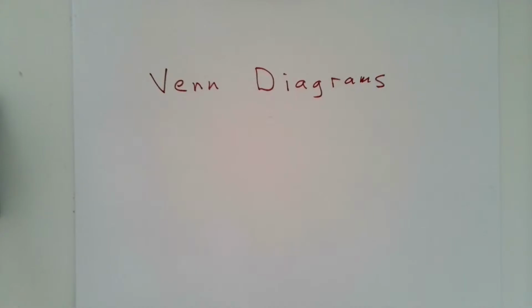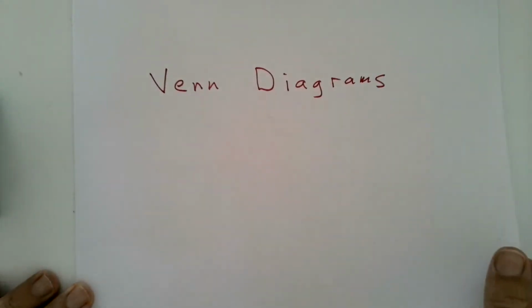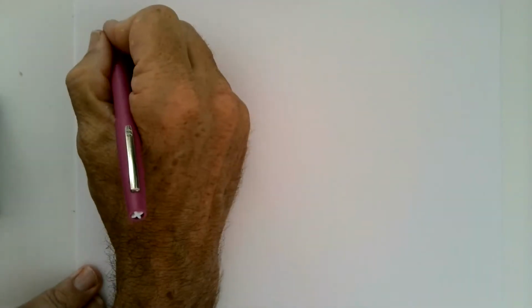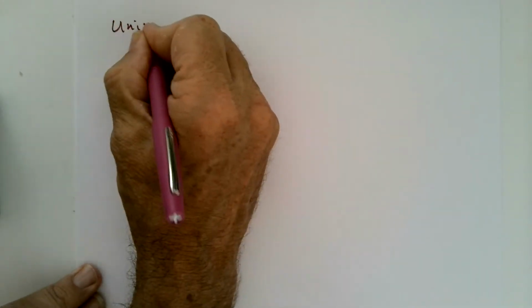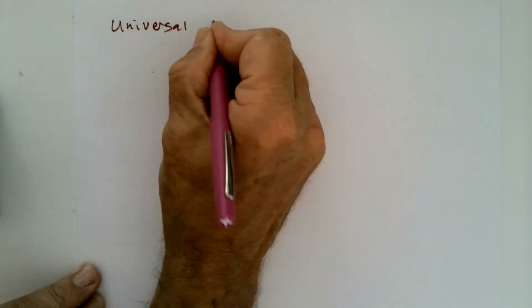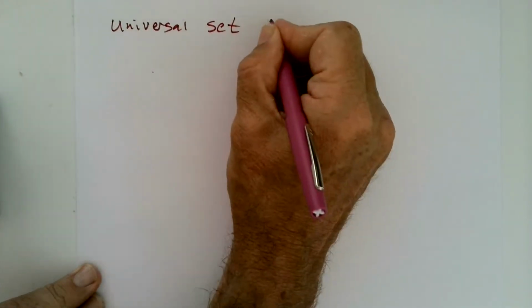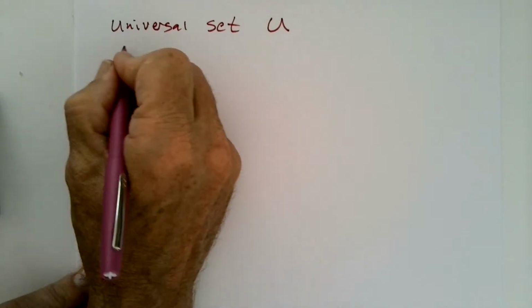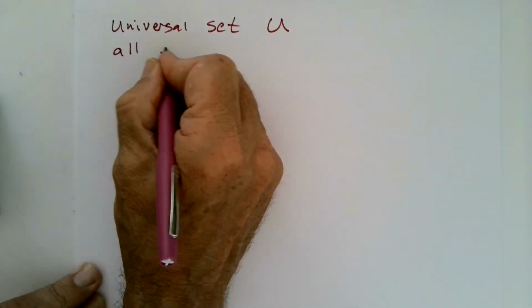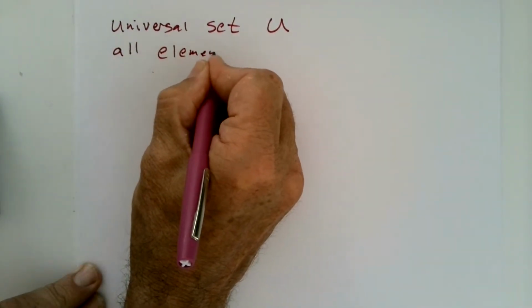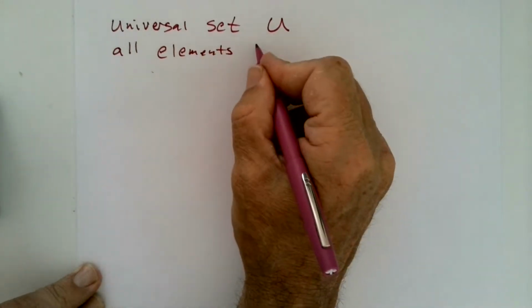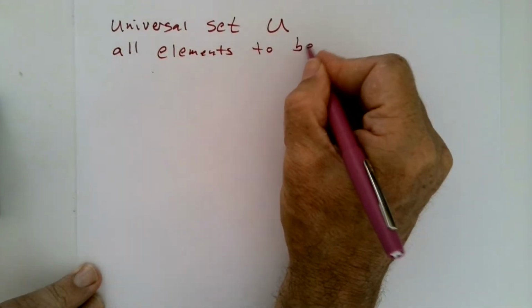This is Bob Capetto, and this lesson is on Venn diagrams, a way for us to visually represent sets. So let's start with this notion of a universal set. Typically, that is defined with the letter U or described by the letter U. These are all elements to be considered. So you're going to have different universal sets for different problems.